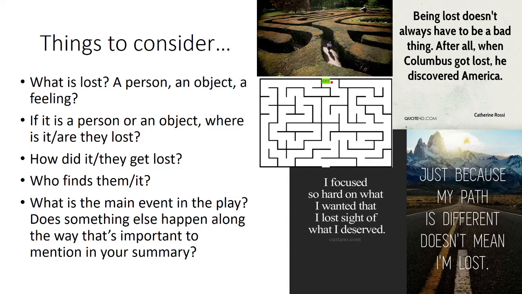Some things to consider when you are doing this project. So what is lost? Is it a person, an object, a feeling? If it is a person or an object, where is it, or where are they lost? How did it get lost or how did they get lost? Who finds them or who finds it? And what is the main event of the play? Does something else happen along the way that's important to mention in your summary? You'll see there to the side that I've put a few images and quotes to help you along the way, just to get the cogs in your brains going, get that imagination working, thinking about where it could be set or what it could be based around.